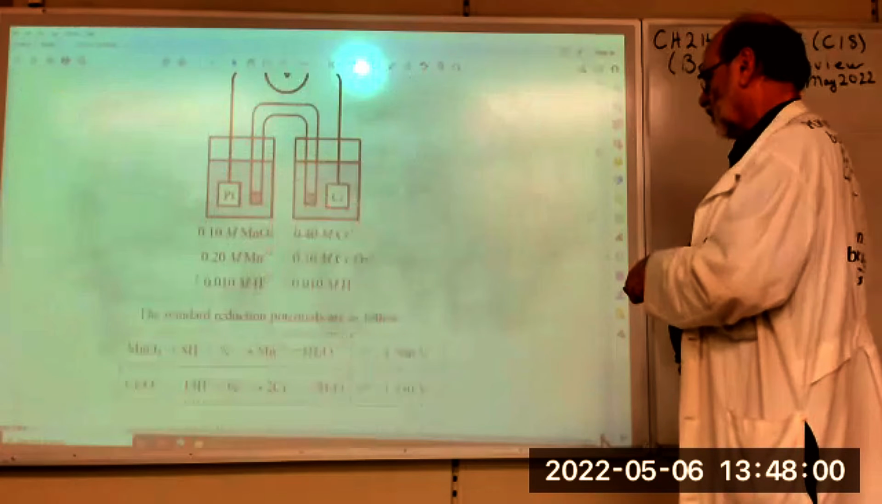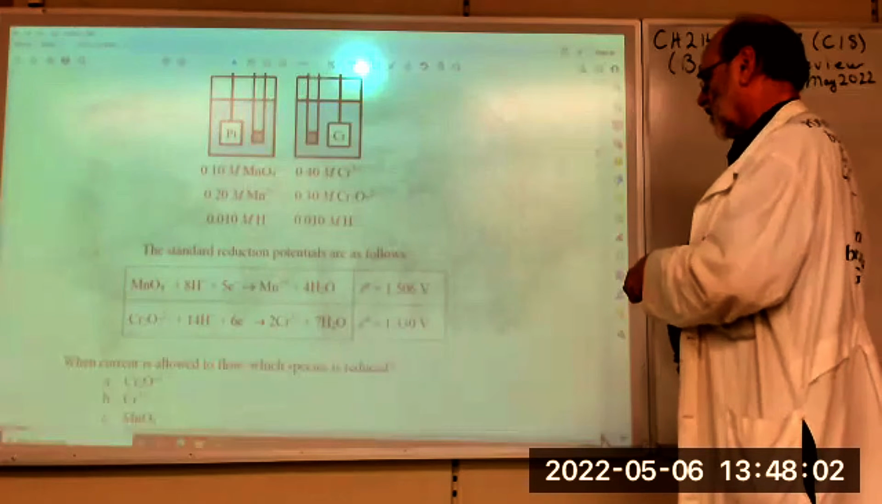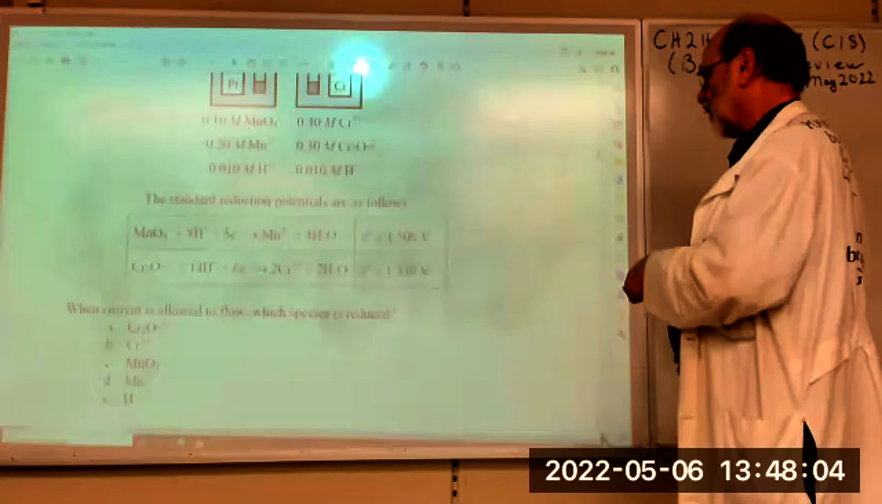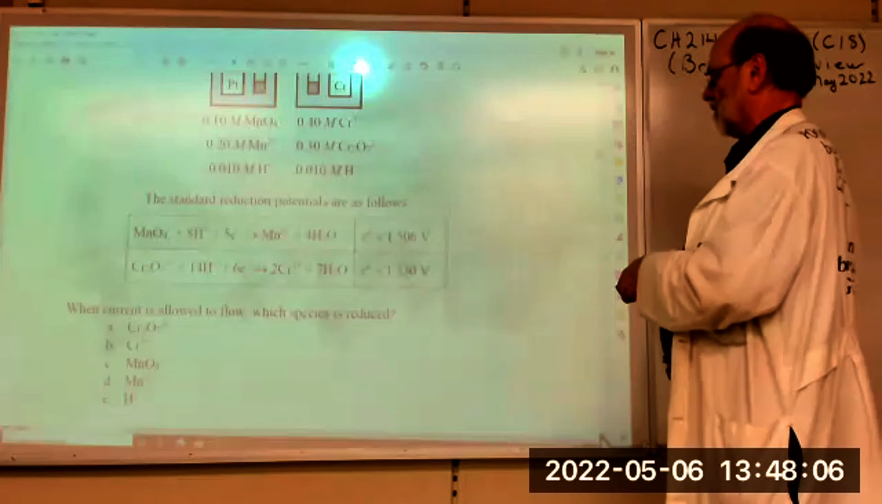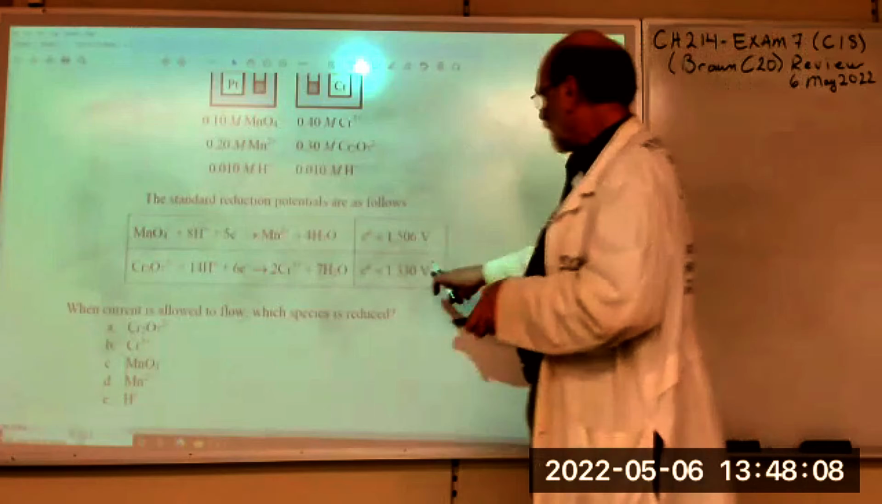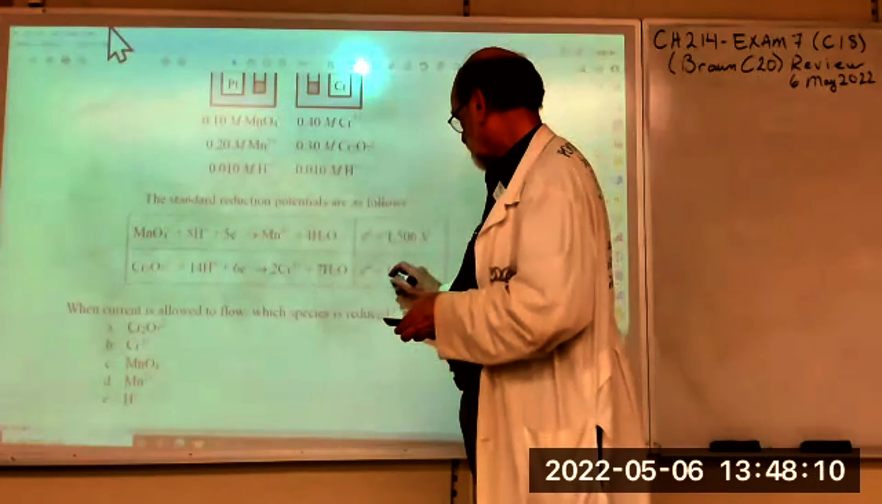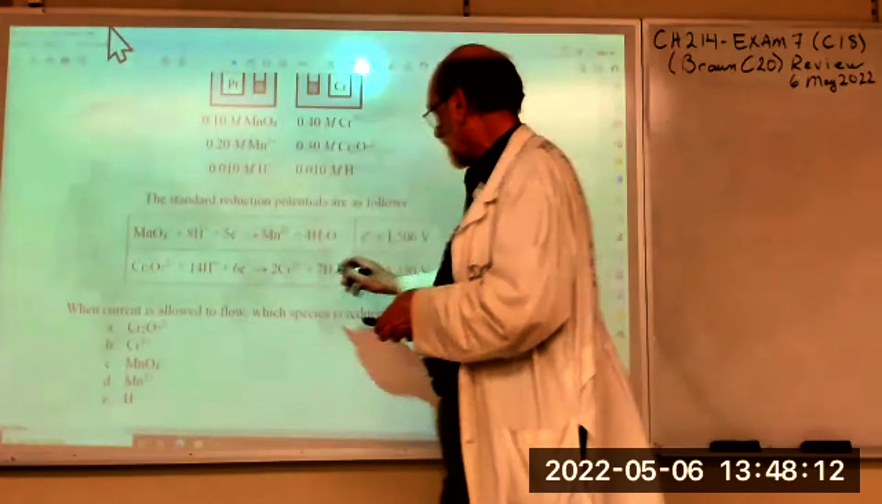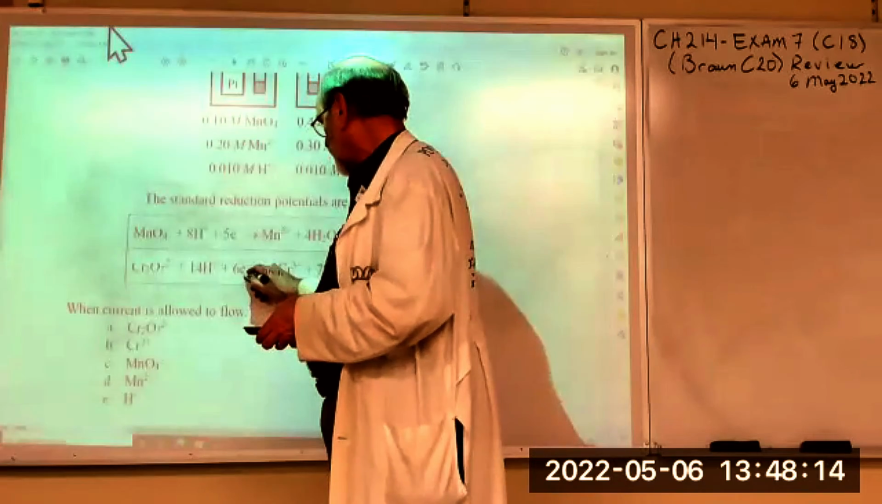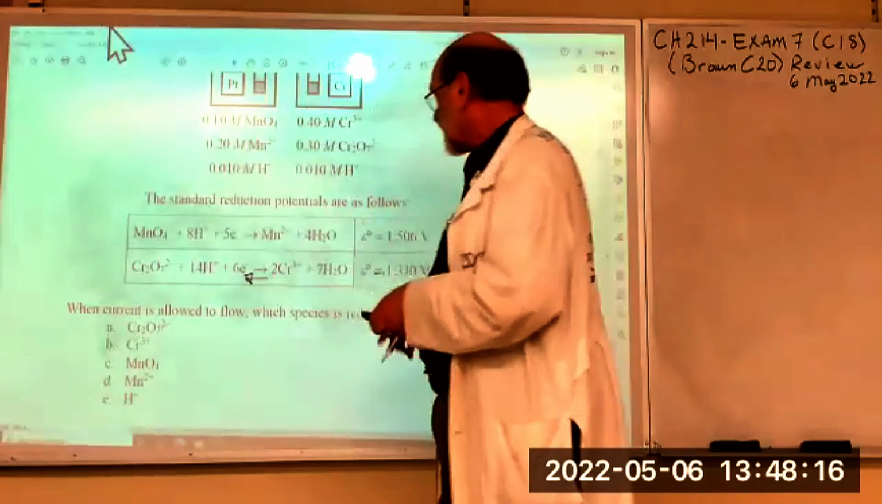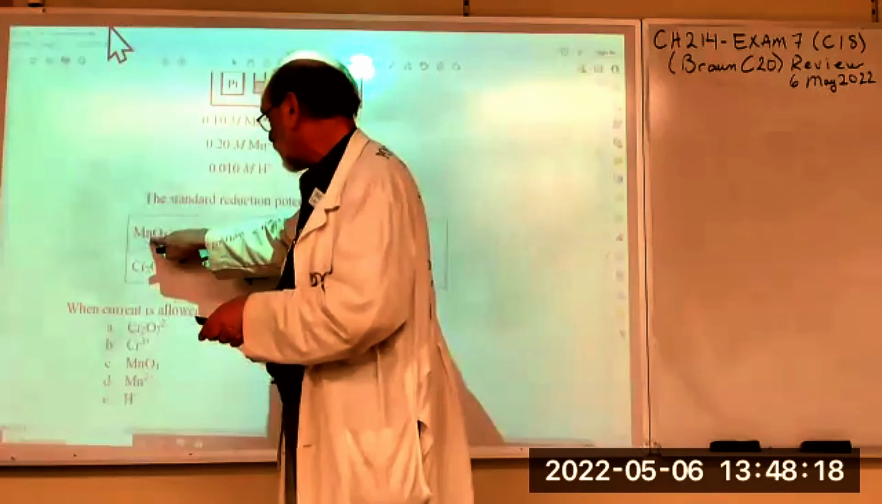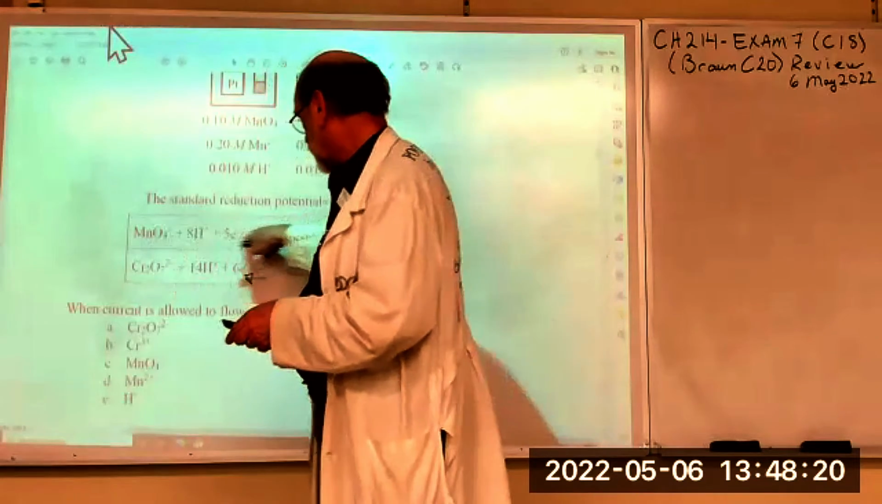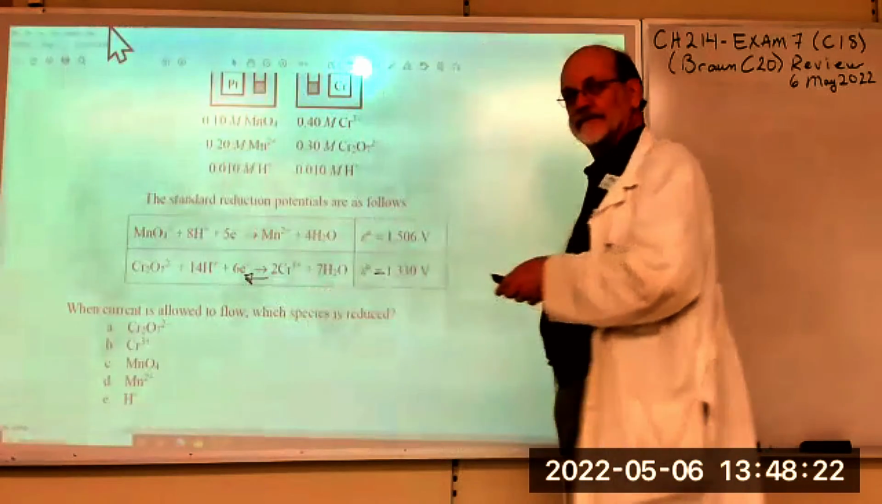What is it asking for? It's asking for when current is allowed to flow, which species is reduced? Okay, we flip this one right here, right? We flip that one. So that means the reaction is going back that direction. So the species that's being reduced is this one because we're adding electrons to it, MnO4.